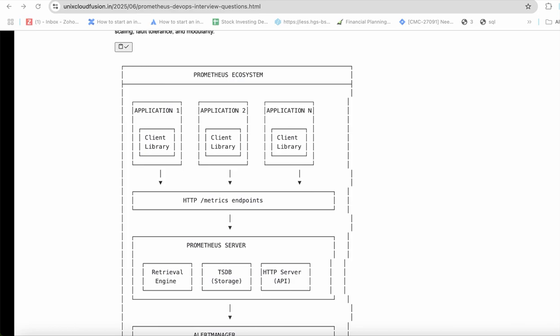Okay, then comes your histogram, which basically provides you observations distributed into buckets. What that means is basically it will show you the different observations over a period of time. Like consider a case of the response time, right? So over a period of time we want to see how our responses are performing. In that case we can use the histogram.